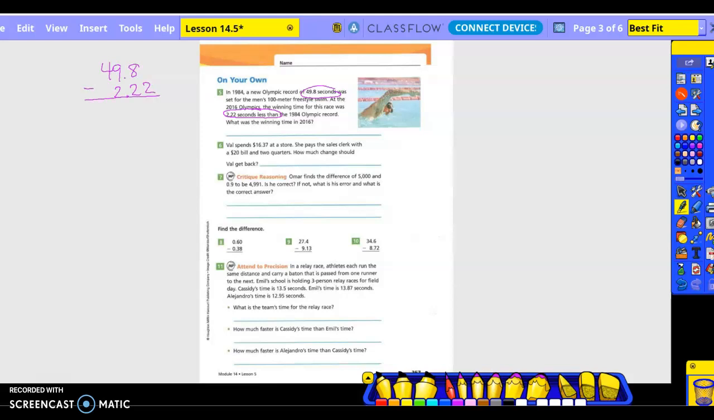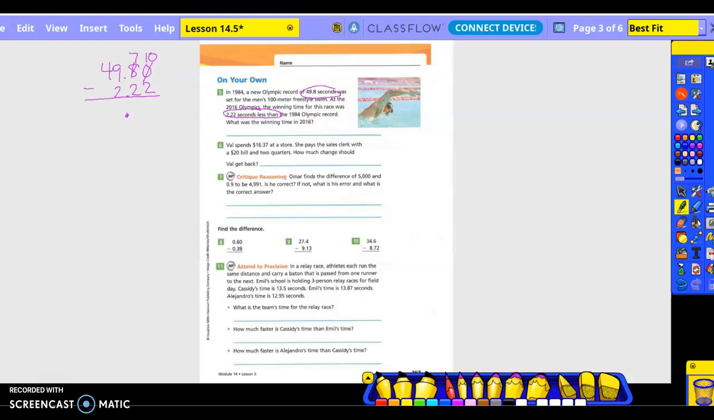What do I need to do first? Okay, so we need to put a 0 up here, right? Okay, so then bring down the decimal. What do I need to do next? Regroup. So this 0 becomes a 10. This 8 becomes a 7. And then will I be able to take 2 from 7? Yep. Will I be able to take 2 from 9? Yep. So am I good to go?